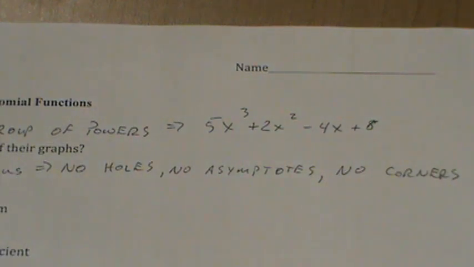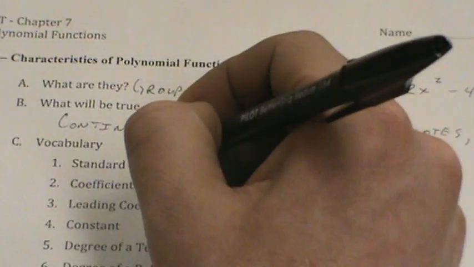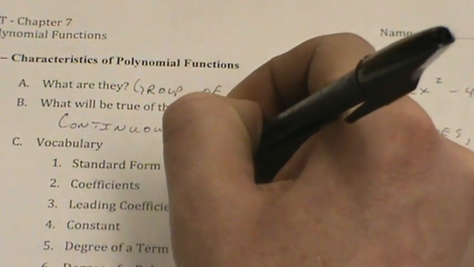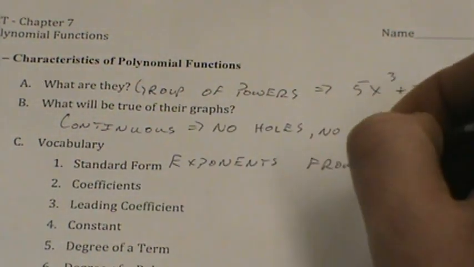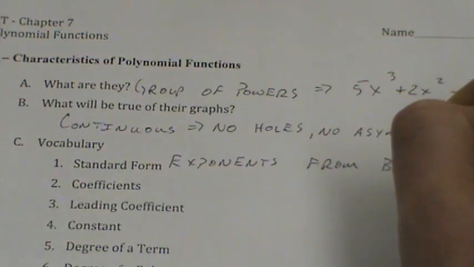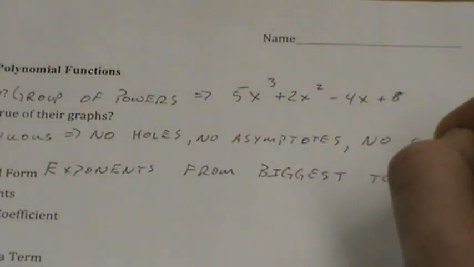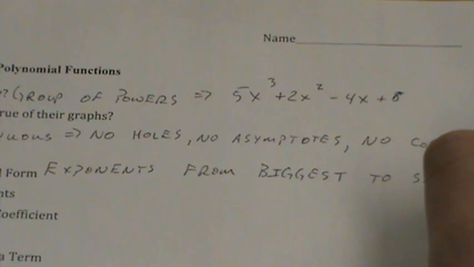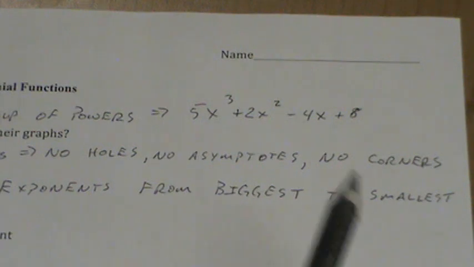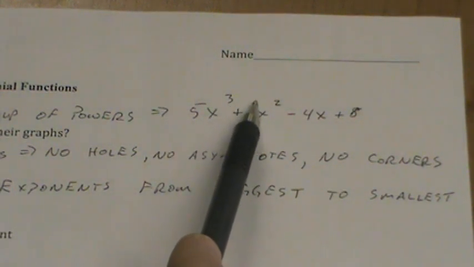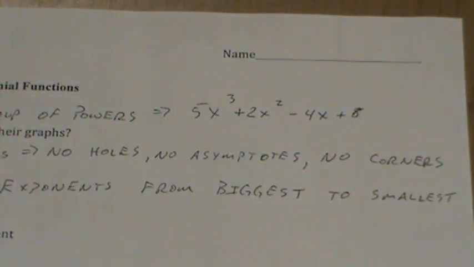As we go through this vocab, the first thing we'll talk about is standard form. You'll know that you're in standard form if your exponents are in order from biggest to smallest. So let's take a look at the polynomial that I already wrote down, and let's check to see if it's in standard form or not. The biggest exponent is a 3 and it's first. The next is a 2 and it's second, and then a 1 and then a 0. Yep, that one's already in standard form because we have the biggest exponents first.